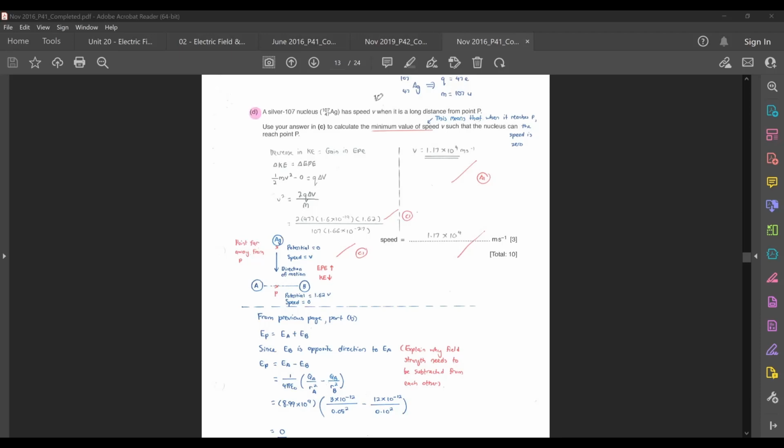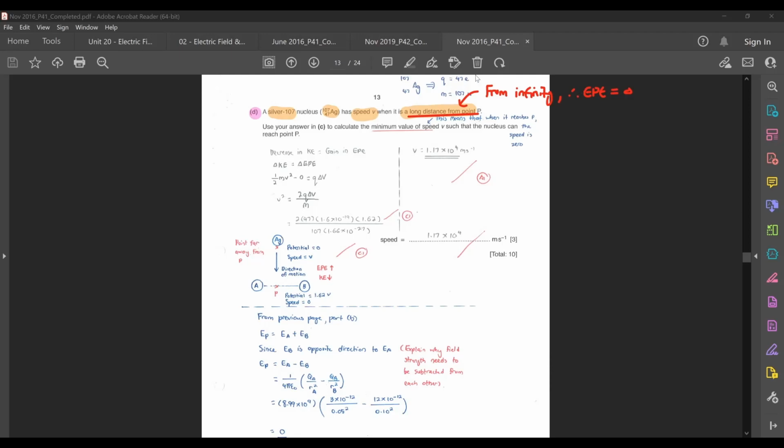Now for part D, you have a silver 107 nucleus, argentum 107, 47, that has speed v when it's a long distance from point P. Now, when you see mention of something like this, a long distance from some point, this already implies it is from infinity. So when something is from infinity, your EPE you already know will be 0. This is just one thing to note first.